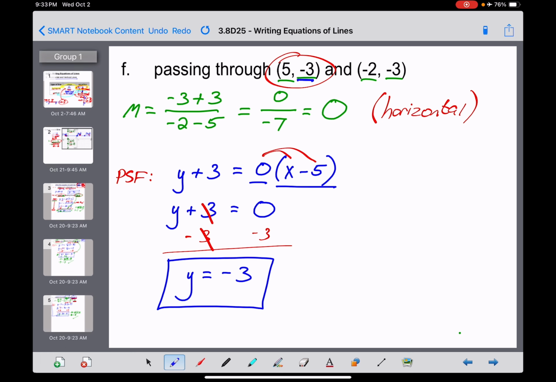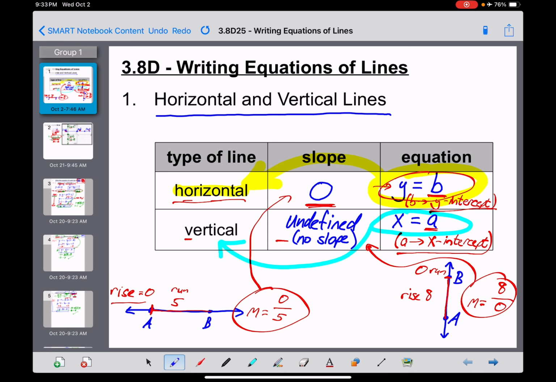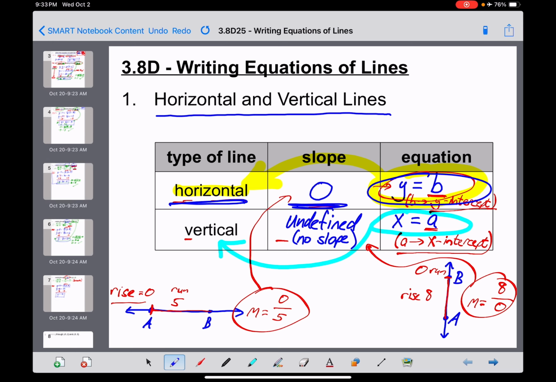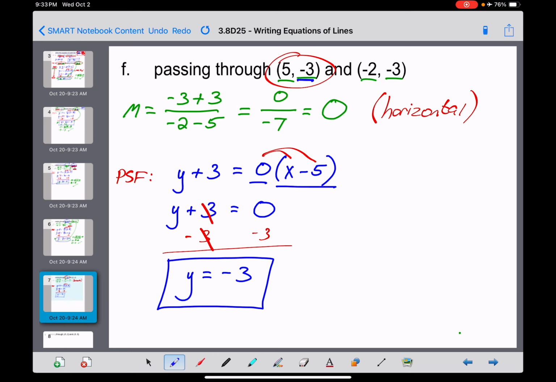Now, back to what we did on the first slide. We said that if your slope is 0, your line is horizontal, and your equation will be y equals b, a constant, which is your y-intercept. And that is exactly what happened here, guys. All the x's dropped out. We ended up with y equals -3, and this number is your y-intercept.